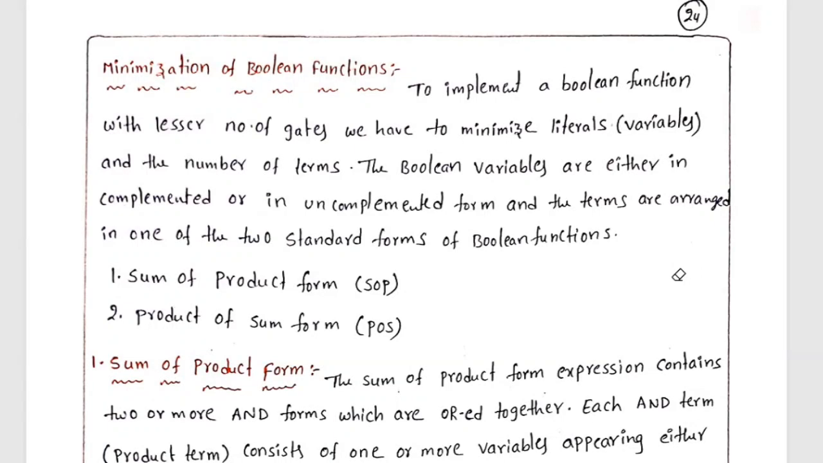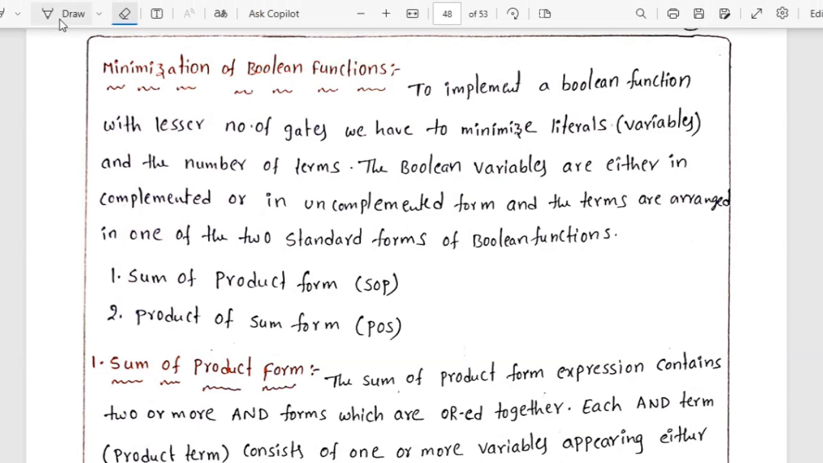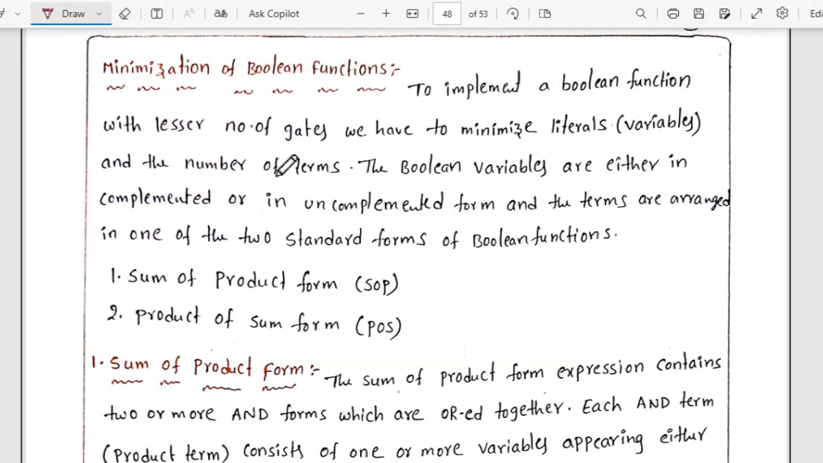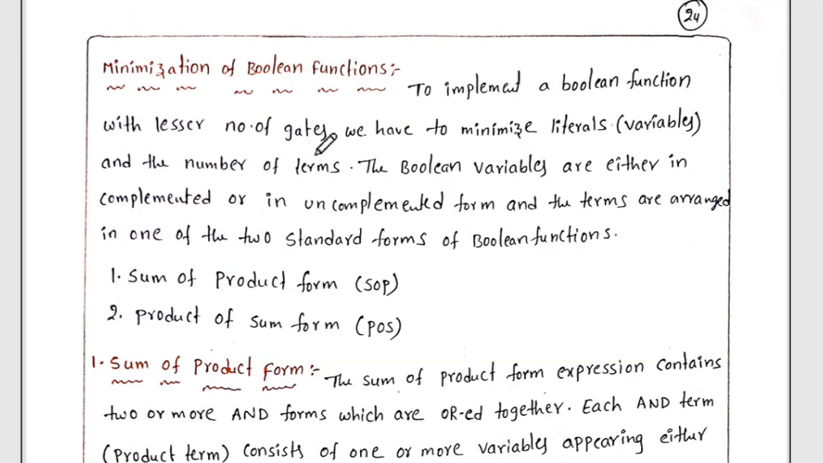In this class, I am going to discuss minimization of Boolean functions. To implement a Boolean function with a lesser number of gates, we have to minimize the literals, or minimize the variables and their number of terms. The Boolean variables are either in complemented or uncomplemented form, and the terms are arranged in one of the two standard forms of Boolean functions. They are called sum of products and product of sum.